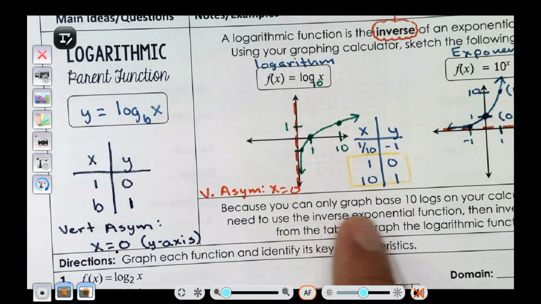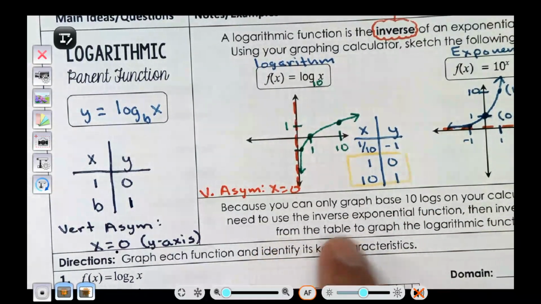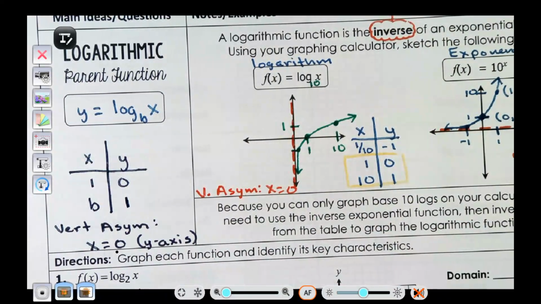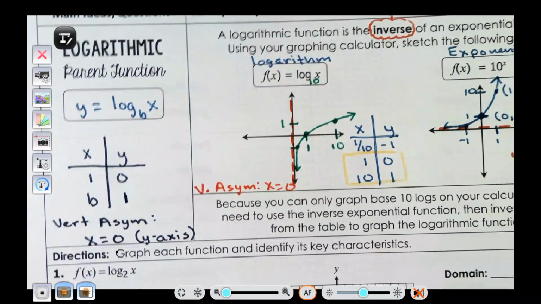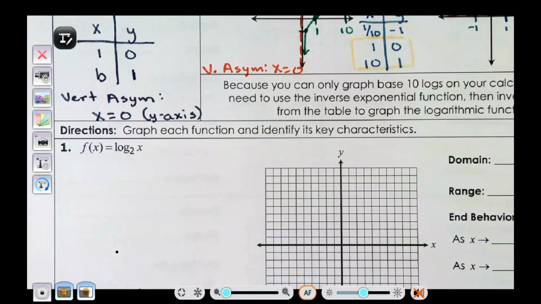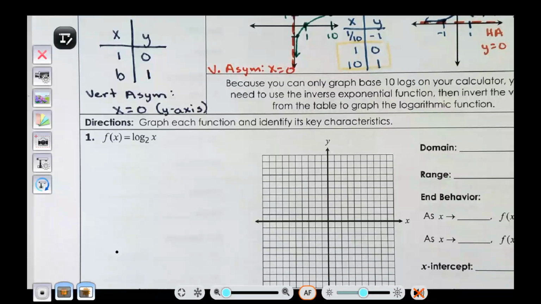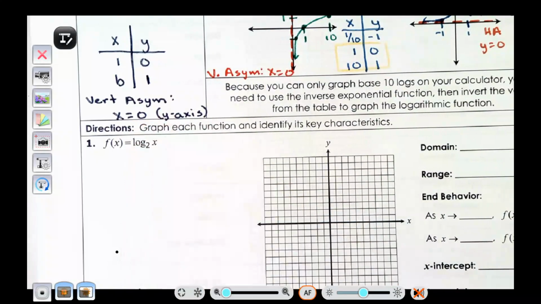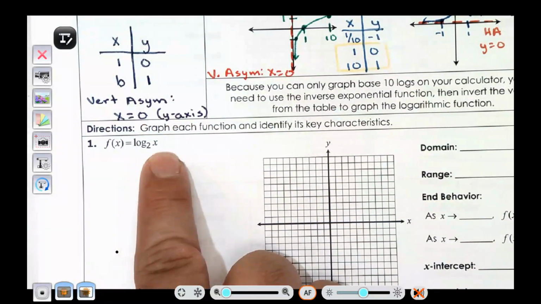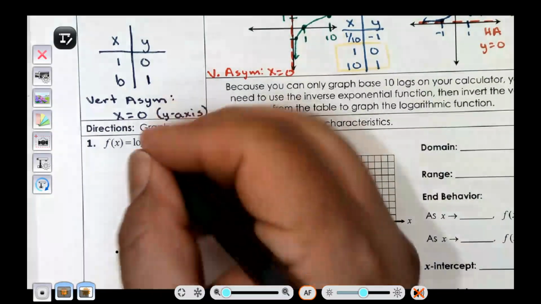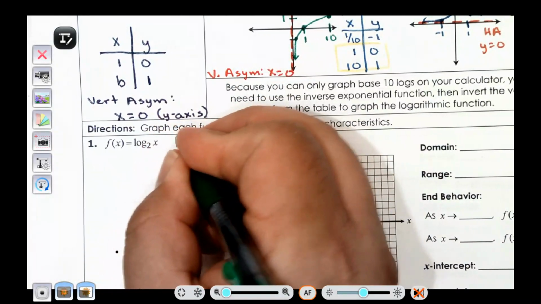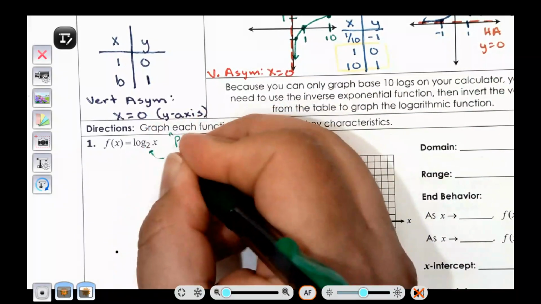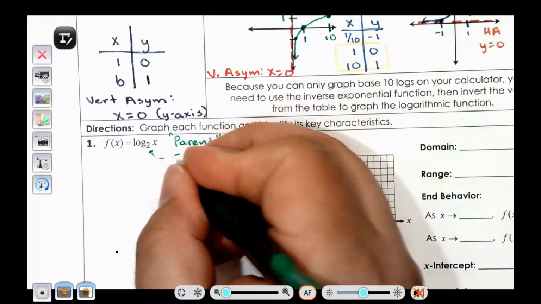All right, so because you can only graph base 10 logarithms on your calculator, we'll need to use the inverse exponential function. All right, we already did the graph. We don't need that part there. So let's try this out. Let's see how it goes. All right, so I'm going to try to keep it all there so that I can see what all parent functions should go with. My vertical asymptote. And notice there's no extra number here. There's no up, down, left, right. This right here just has a base and then the x. So this is the parent function.